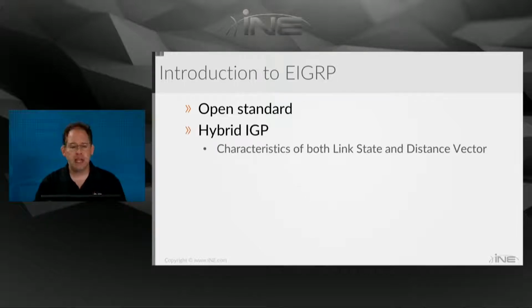So EIGRP sometimes goes by the term hybrid IGP. Remember, IGP is what? Interior Gateway Protocol. Sometimes it's called a hybrid IGP. Other times you'll see it called an advanced distance vector. Either one is accurate. In this particular case, I actually like the term hybrid better because it actually does have characteristics of both link state and distance vector.